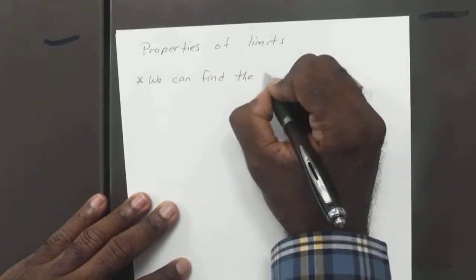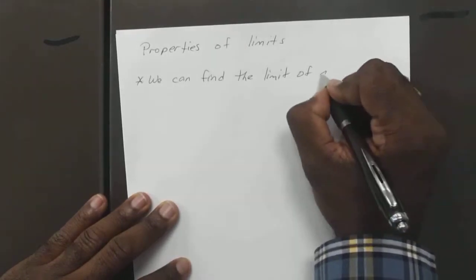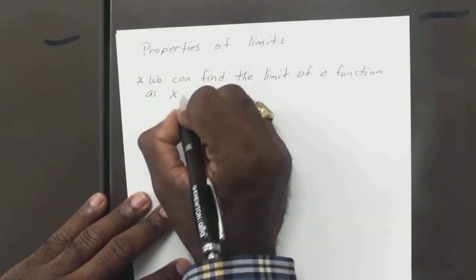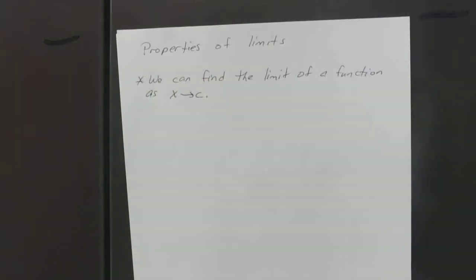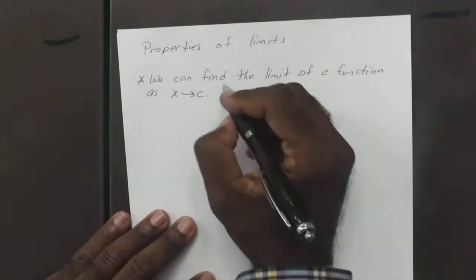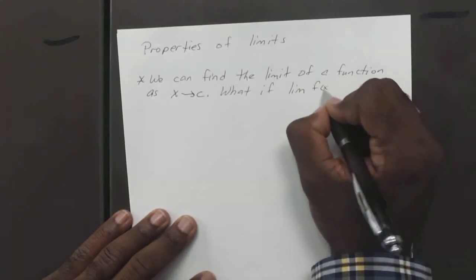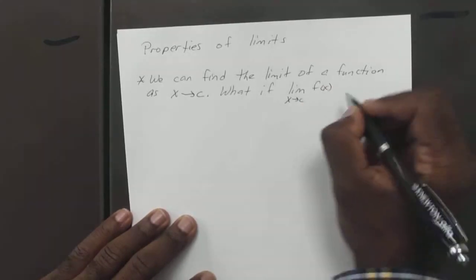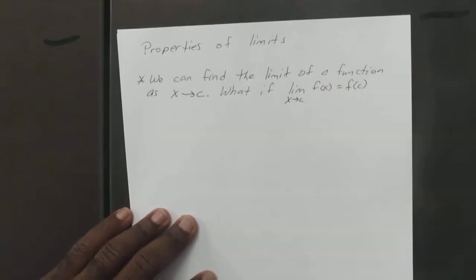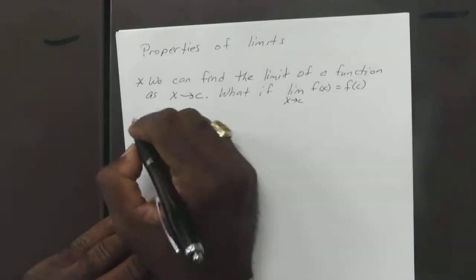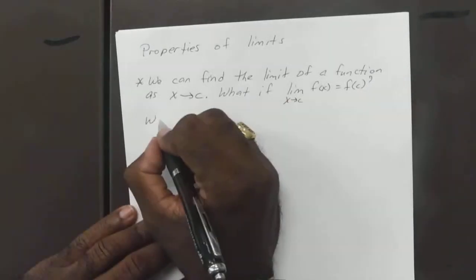Okay, so we know we can find the limit of a function as x approaches c. This is where we can now find out what if the limit of that function f of x as x approaches c is just f of c. So that means if you're approaching 1, what if it's the same as it would be if 1 were not undefined? You could actually just do that. Okay, so we can find that by direct substitution.